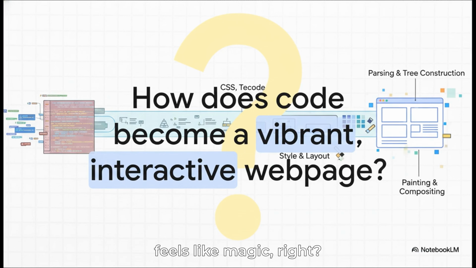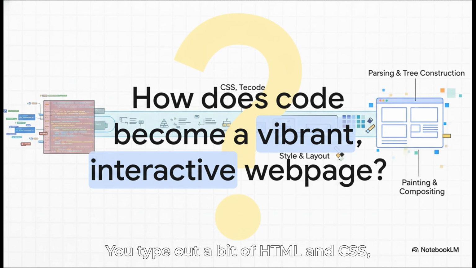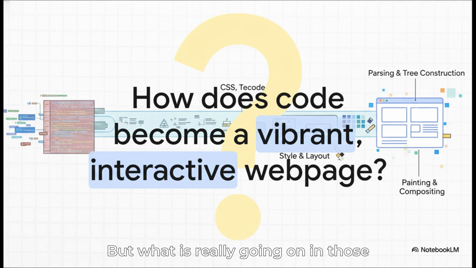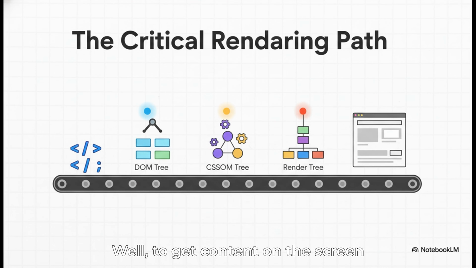Seriously, it kind of feels like magic, right? You type out a bit of HTML and CSS, and somehow a fully formed interactive page shows up. But what is really going on in those milliseconds between your code editor and the pixels on your screen? Well, to get content on the screen as fast as humanly possible, browsers follow a very specific step-by-step process. It's called the critical rendering path.